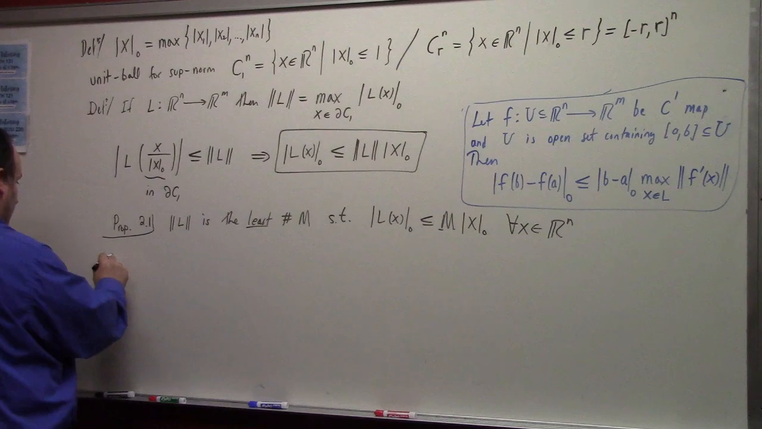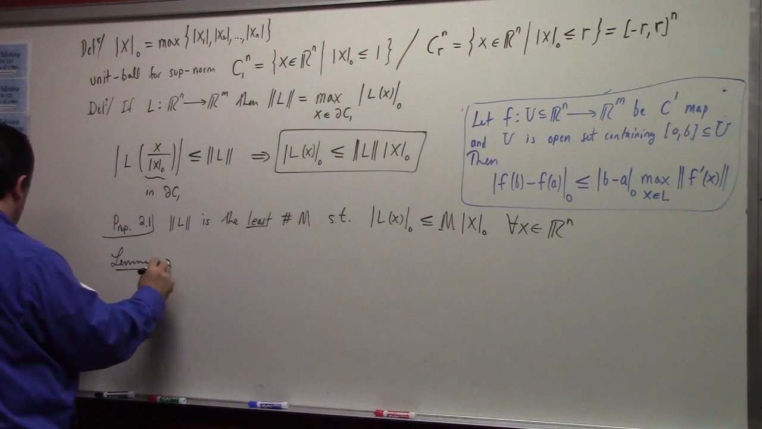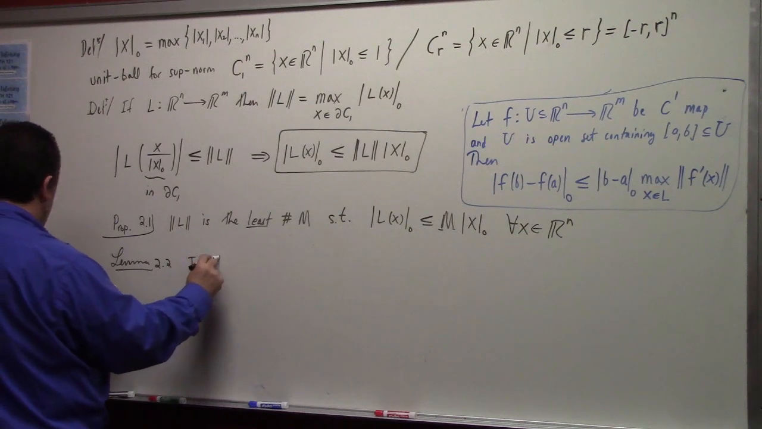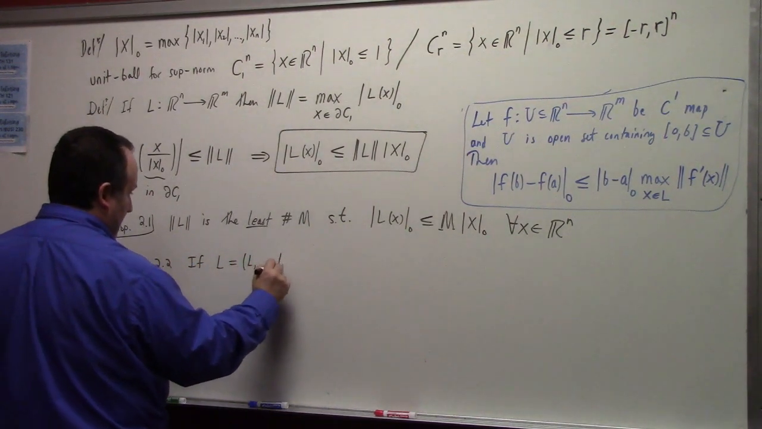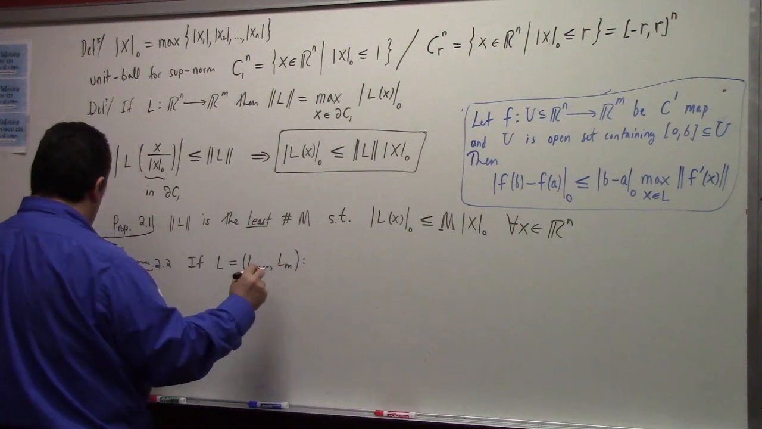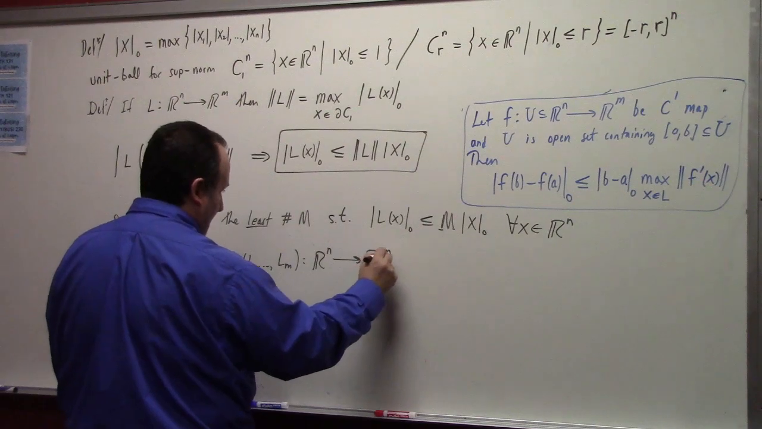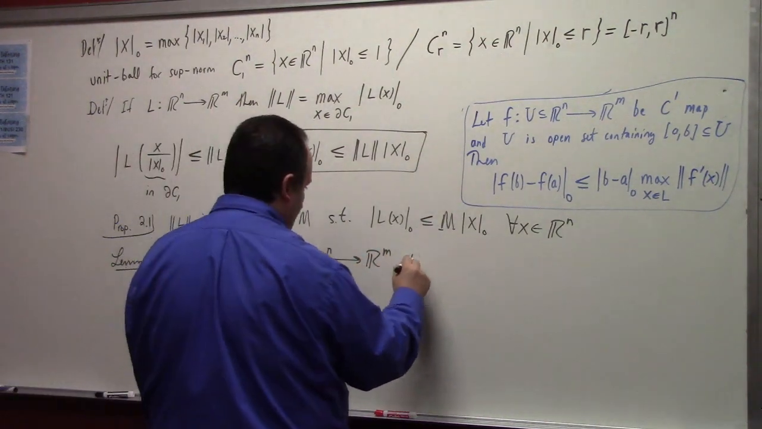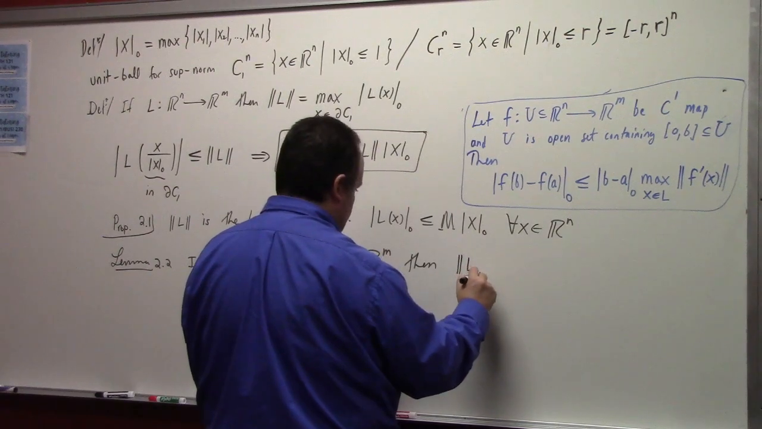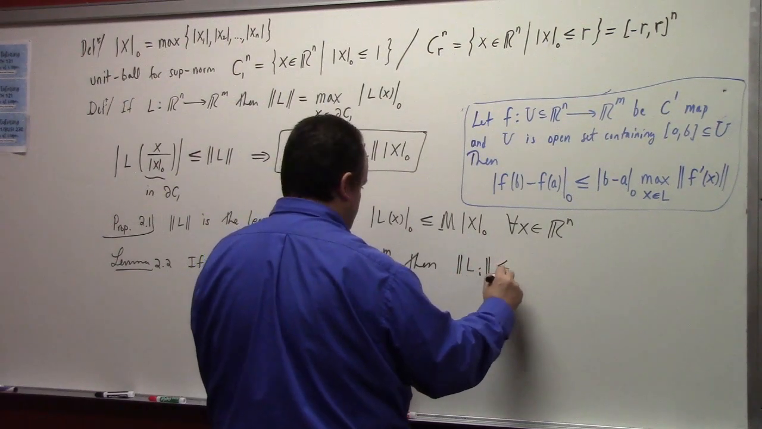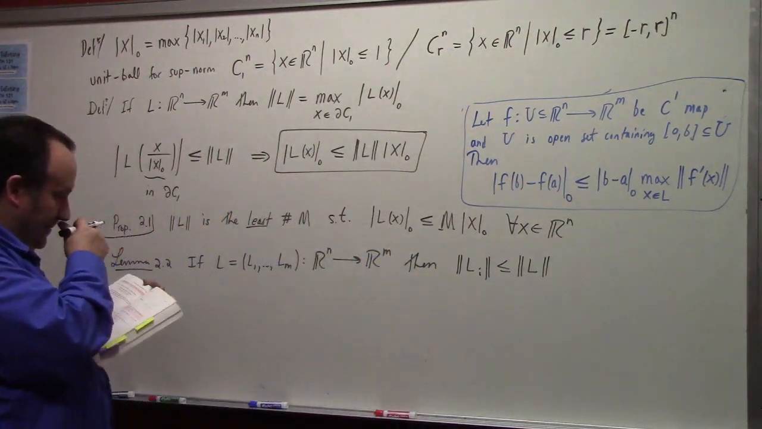So he also has the following lemma. This is Lemma 2.2, which is this. If L has component functions L1 through Lm, a mapping from, let's say, R^n to R^m, then guess what? The norm of the ith component function is less than or equal to the norm of the whole mapping.